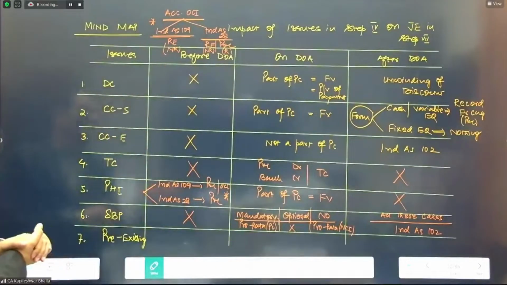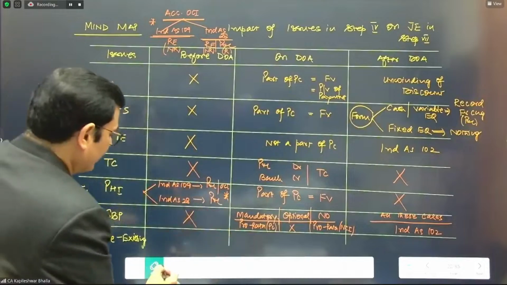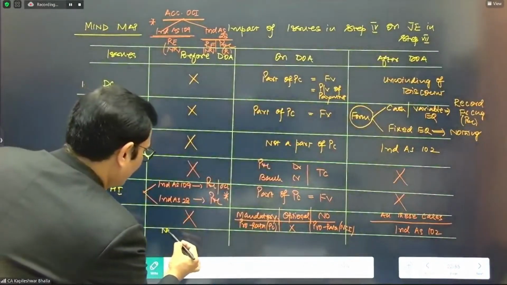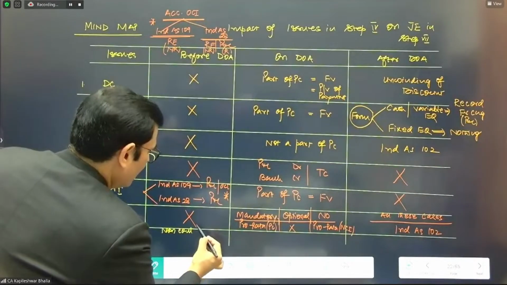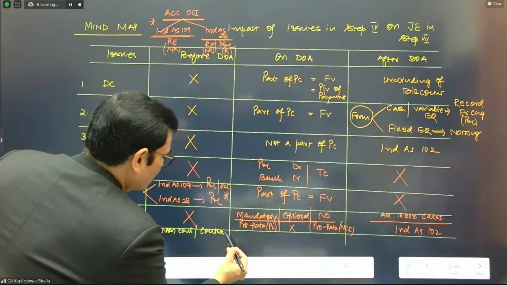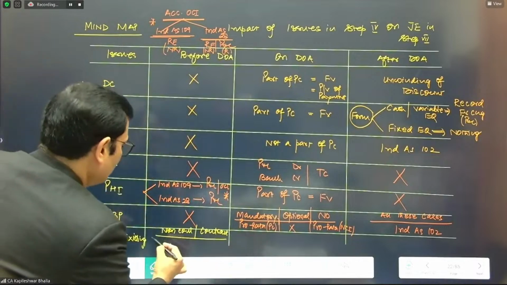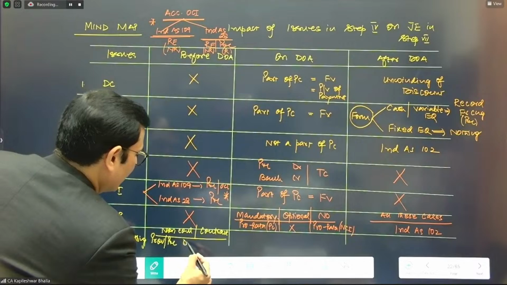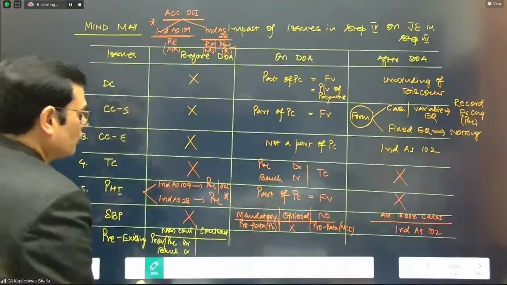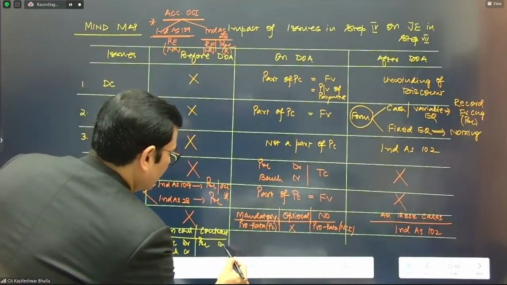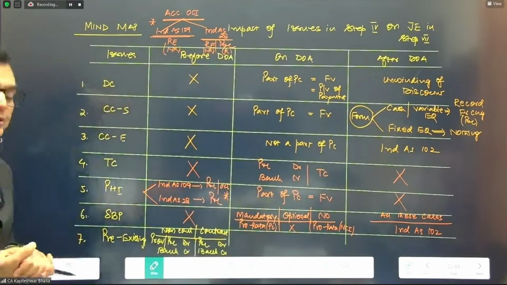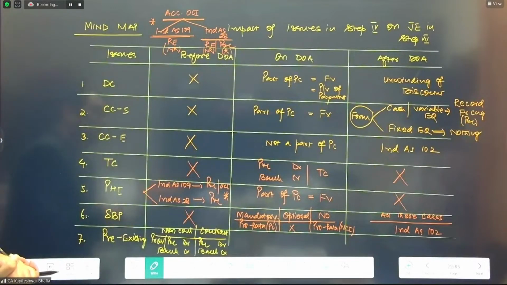Okay, now coming to the pre-existing relationship, we can say here the treatment depends upon whether it is a case of a non-contractual relationship or a case of a contractual relationship. And accordingly, we put the entry: provision or P&L debit and bank gets a credit if it is non-contractual. And if it is contractual, the entry is P&L debit and bank gets a credit. So this is what you need to do in terms of contractual and non-contractual.